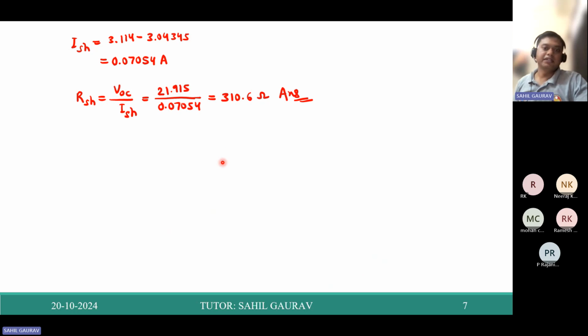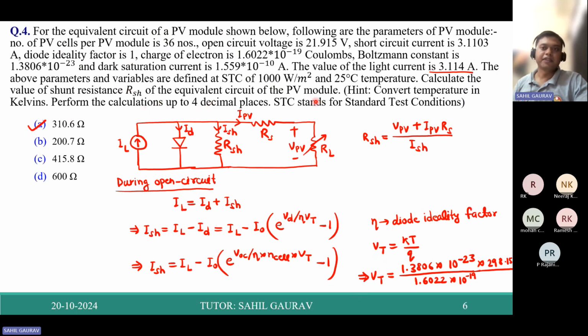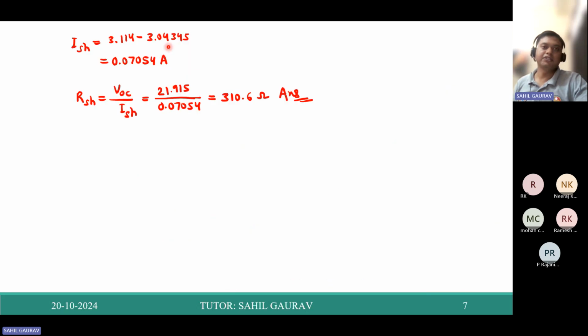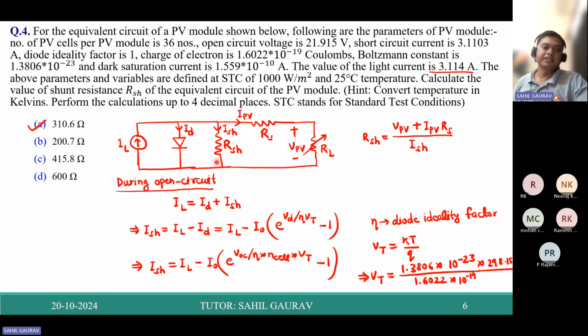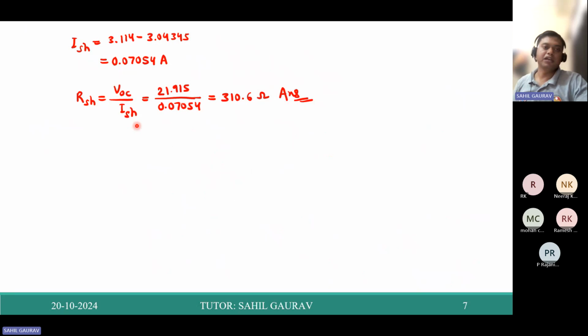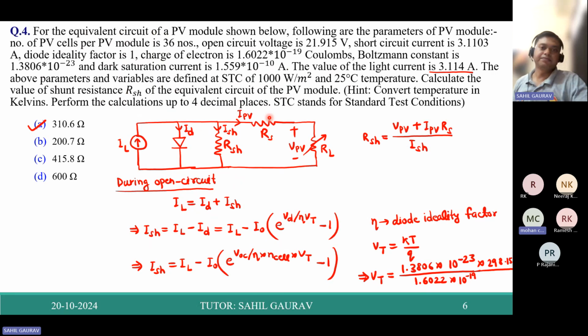Now you substitute this value there. The light current is also given as 3.114 ampere. So I naught into this value will come as 3.043345 ampere, and you will get the shunt current as 0.07054 ampere. Therefore, you can find the shunt resistance value as VOC upon ISH, so it is coming at 310.6 ohm.